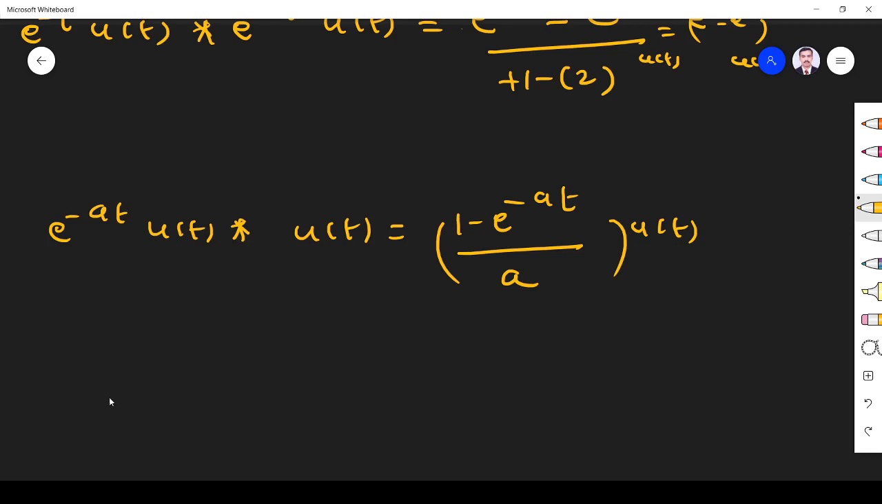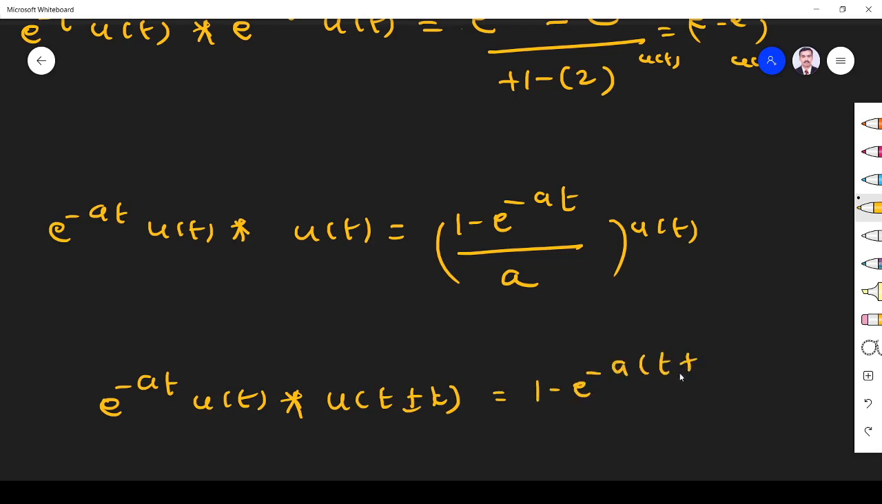And another last point, the shortcut is e power minus at u of t star u of t plus or minus k is given by, as usual, 1 minus e power minus a t plus or minus k divided by a into u of t plus or minus k. Right? So I hope these methods, shortcuts will be useful for you to solve the problem in competitive exam.